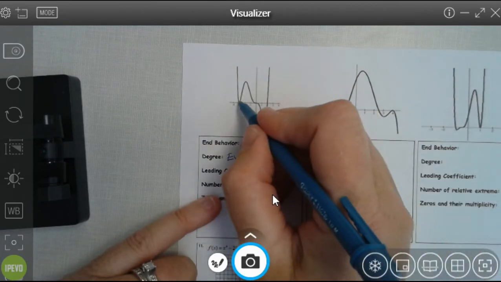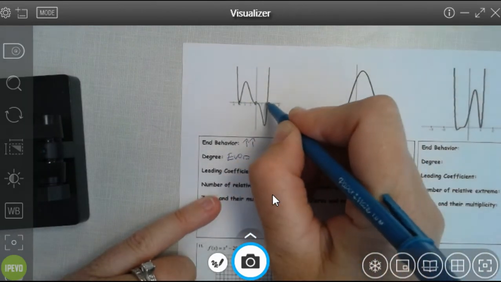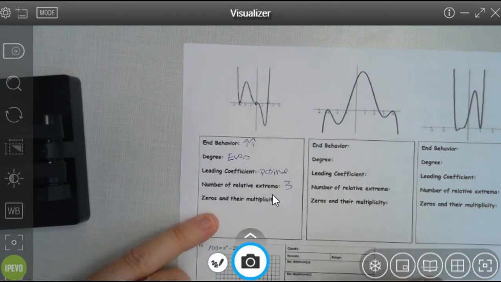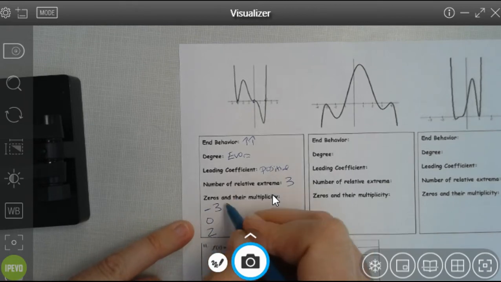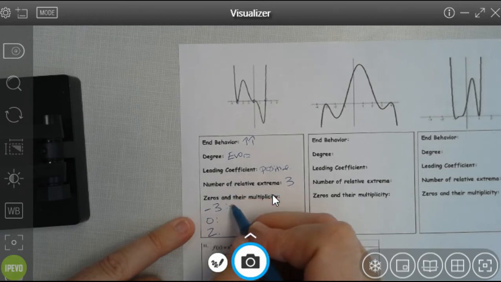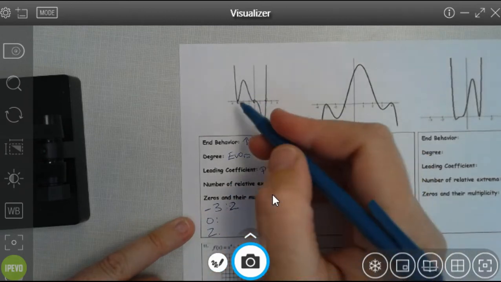It hits the x-axis 1, 2, 3 times, so there are 3 extremas. There's a -3. It hits at 0 and it hits at 2. This one has to have a multiplicity of at least 2 because it bounces.